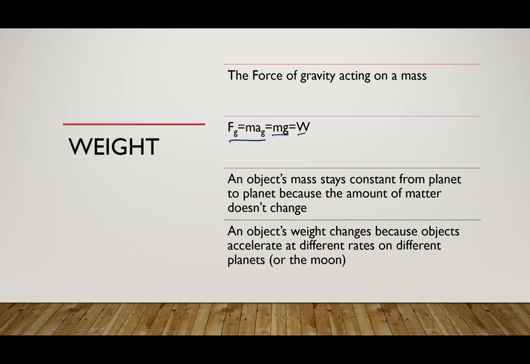An object's mass is going to stay constant from planet to planet because the amount of matter is not changing. However, your weight is going to be different because objects are going to fall at a different rate on different planets or on the moon or whatever. Everything is going to accelerate at a different rate. Gravity is not 9.8 meters per second squared on every single object. It's just close to the surface of our Earth, right? So your weight will change from one planet to another, but your mass does not change. So let's look at a couple of different examples on this.